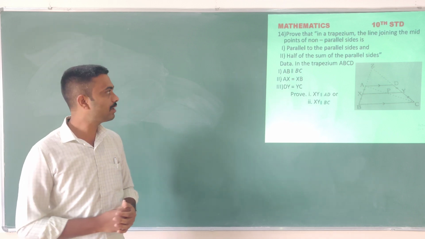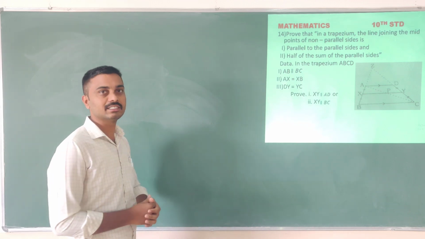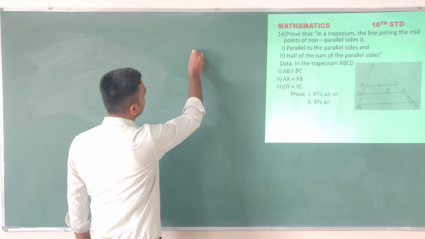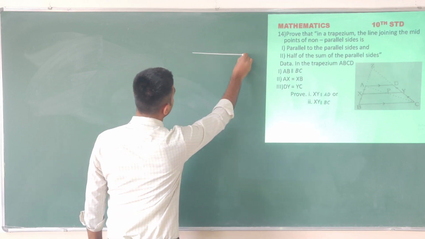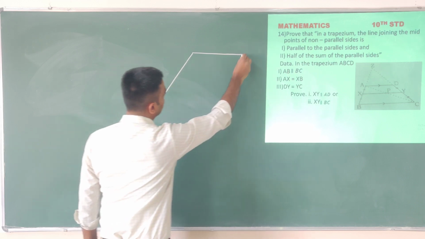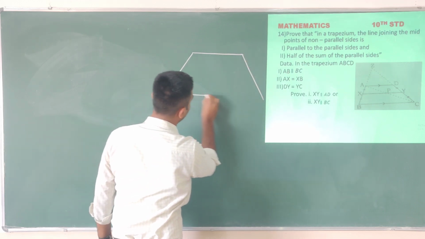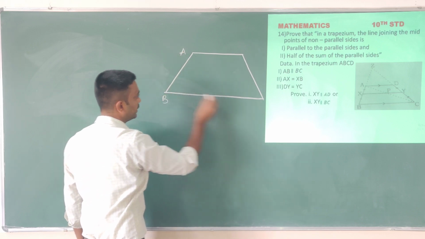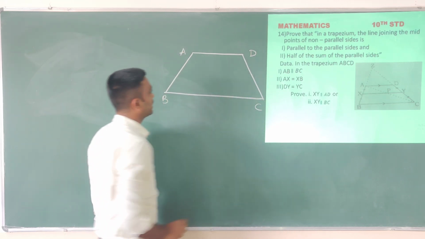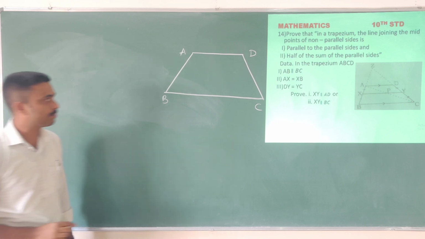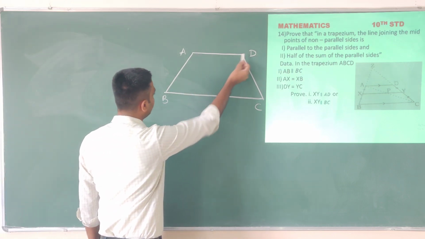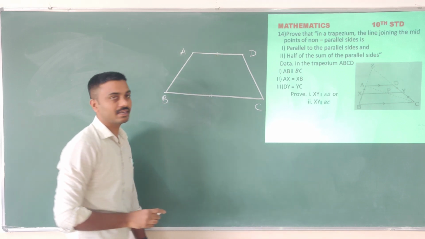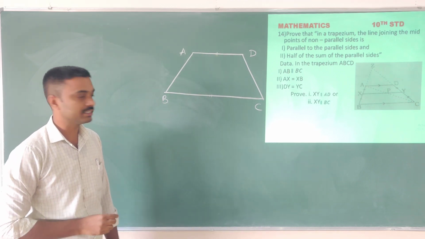Very simple. So now let us draw a trapezium ABCD. Trapezium ABCD. Now call these points A, B, C and D. So let ABCD be a trapezium, and AD is parallel to BC. These two sides are parallel. So this is the given condition, that is trapezium ABCD.